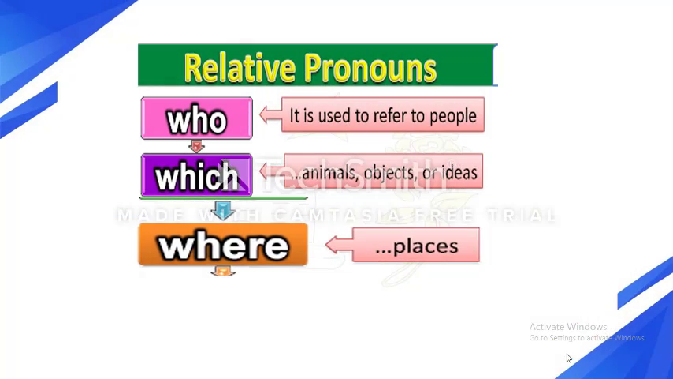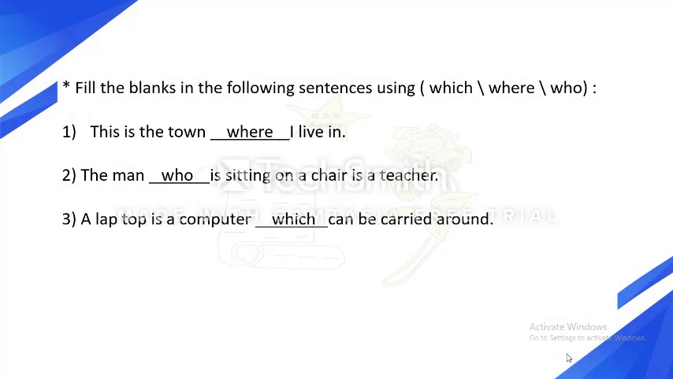To sum up what we have taken, we have taken 3 relative pronouns. Who, we said that who is used for people or person. Which for animals, objects, things, ideas, anything. Where, definitely we have to use where for places.